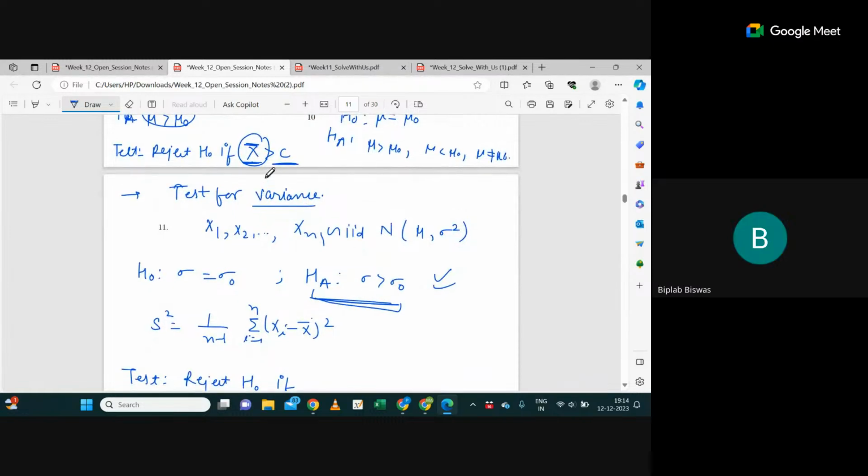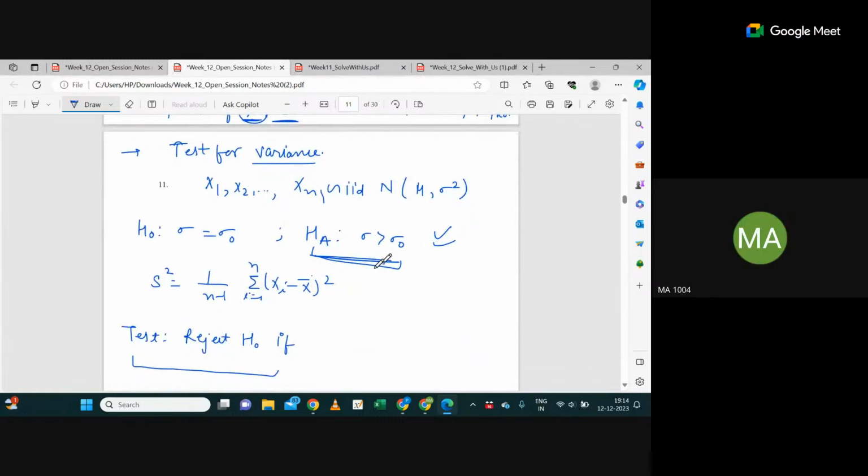So what about this? Just think. This is variance. It is a spread given. Yes, fine.